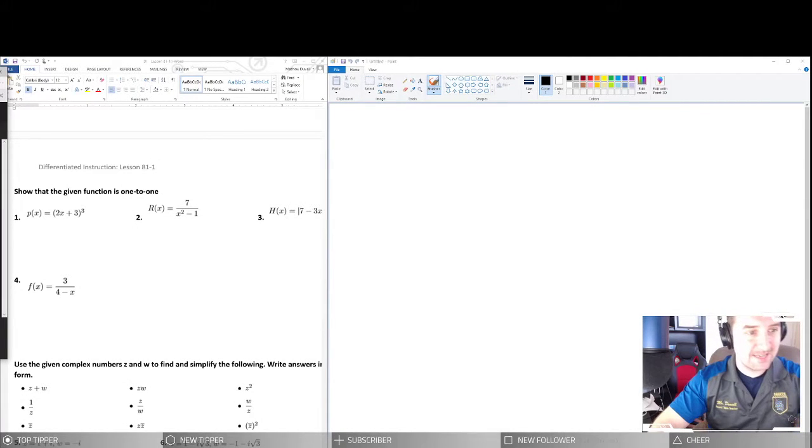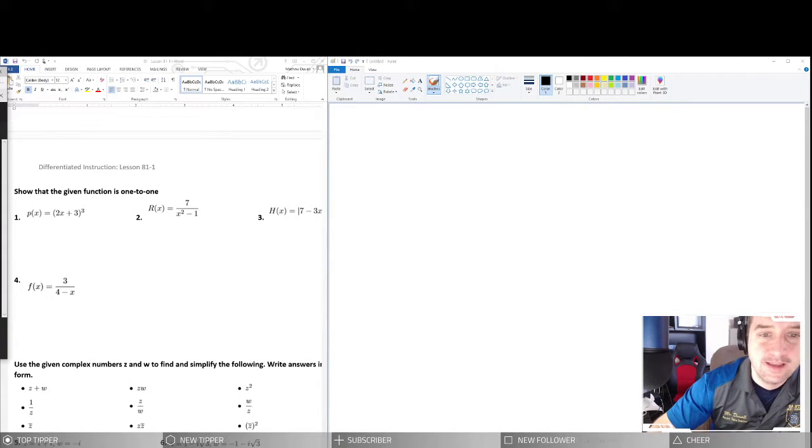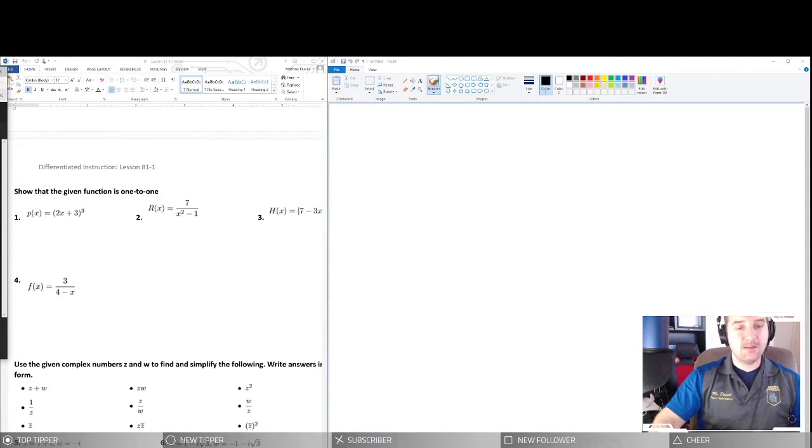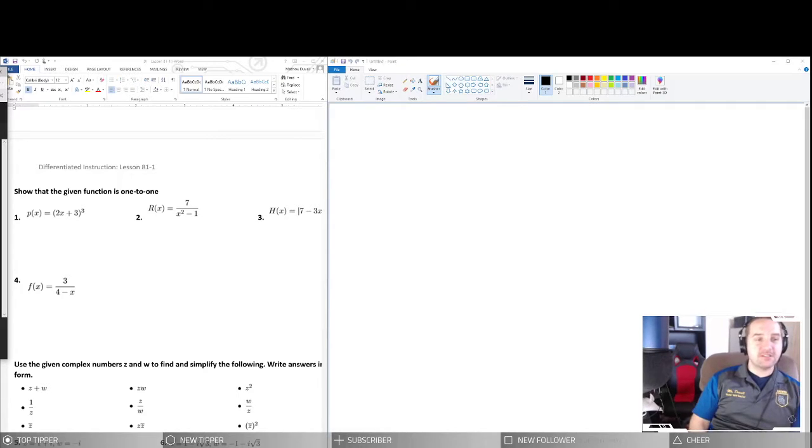Moving on into inverse functions, adding the new layer of one-to-one functions. Hopefully, the idea of inverses was a reminder of what we did in Integrated 3. And it's like, oh yeah, I remember those inverse things.